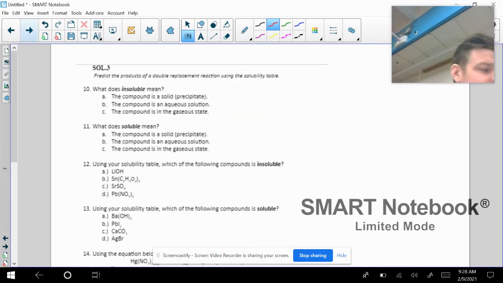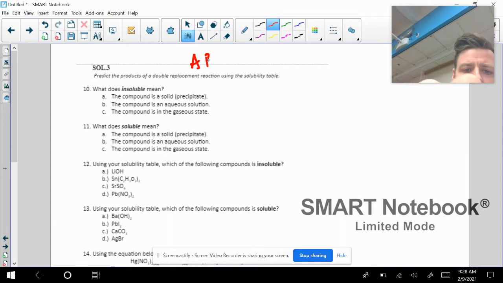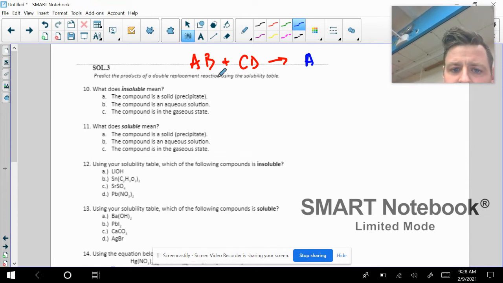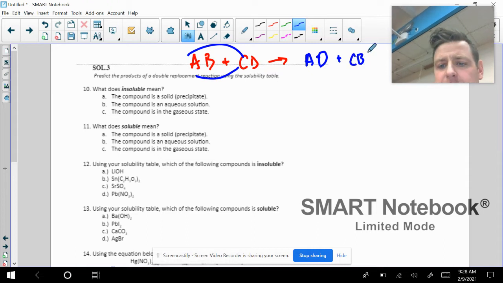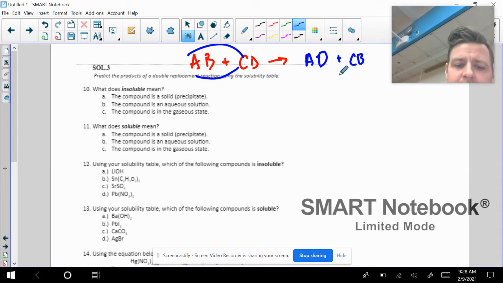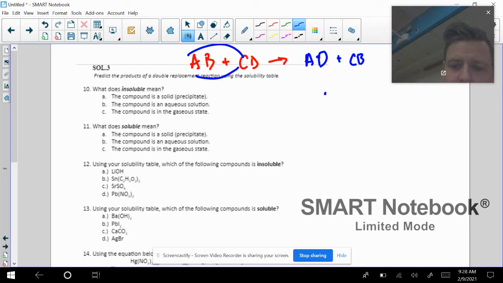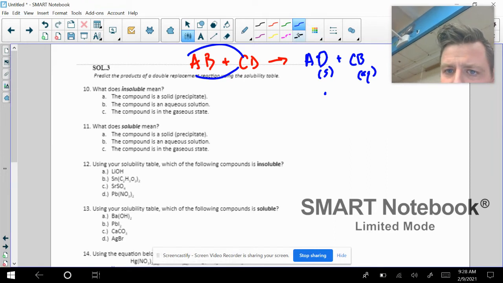Learning target 3 is all about solution double replacements. If you remember the pattern, we're going to switch A and C. We're going to switch the positives, and you're going to get CB. So we switch the positives, and then that's what it'll be. Remember, one of these has to be a solid, and one of them has to be an aqueous. And then we have a process to do that using our solubility.